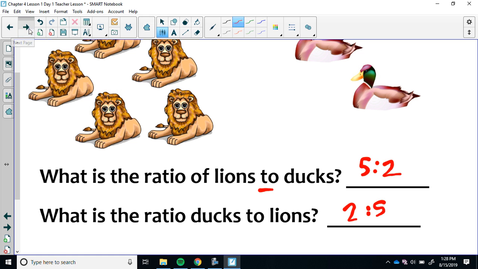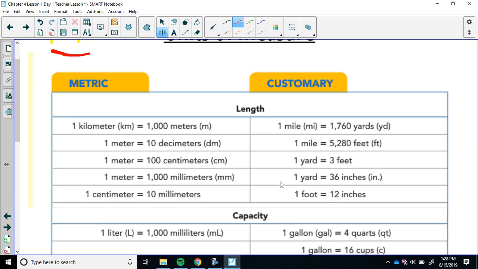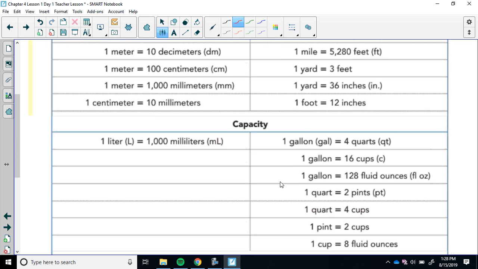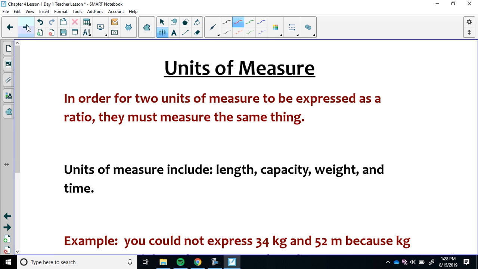Moving on. In this lesson, you're also going to have to be familiar with units of measure, both metric and customary. On page 276 in our book, we have a page that gives us a list of all the different weights and measures, so we'll be able to use that as a resource. In order for 2 units of measure to be expressed as a ratio, they must measure the same thing. Units of measure include length, capacity, weight, and time.